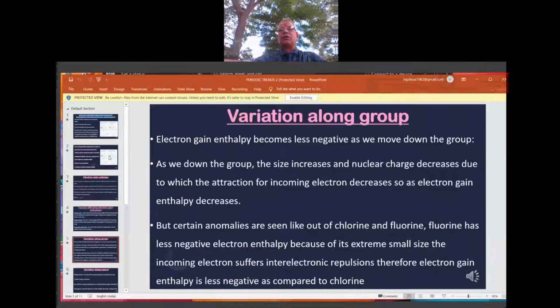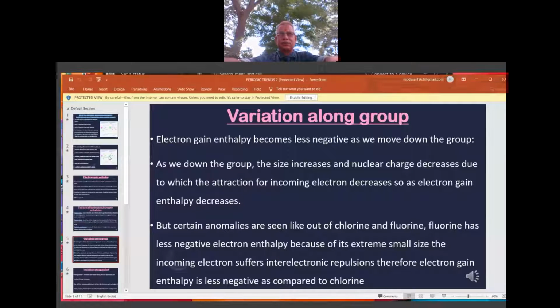Now variation along a group, that means from top to bottom. From top to bottom the size is increasing, so it becomes easy to add an electron. Therefore we go for the larger negative value for electron gain enthalpy. Whereas when you move from left to right, that is in a period, the trend is that the size is either constant or decreasing. So with decrease in size, what happens?